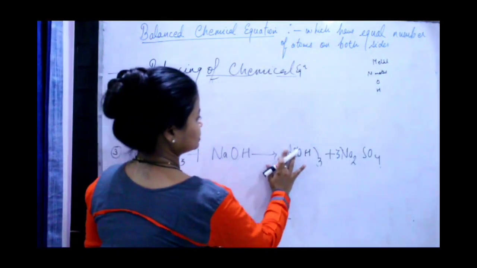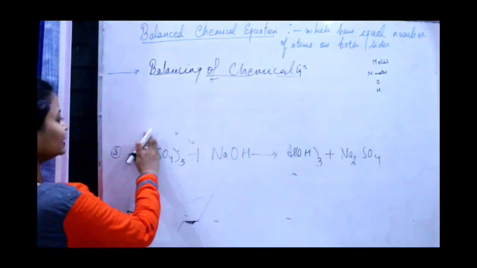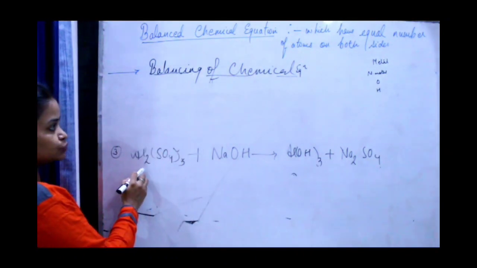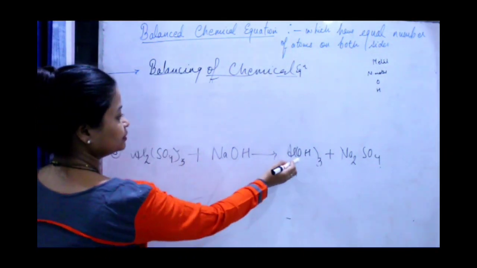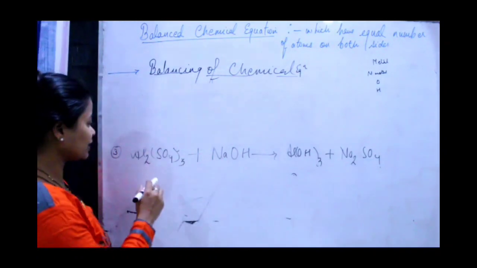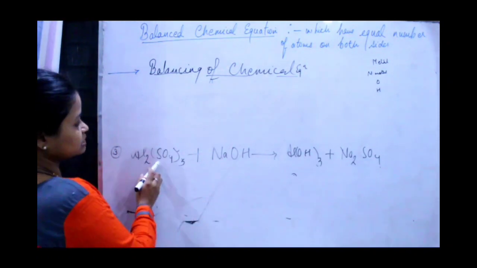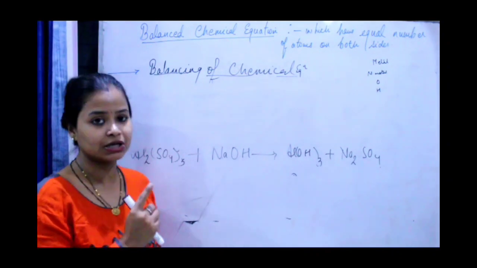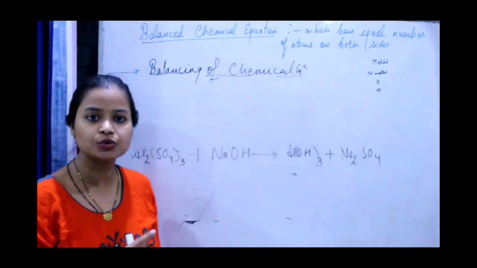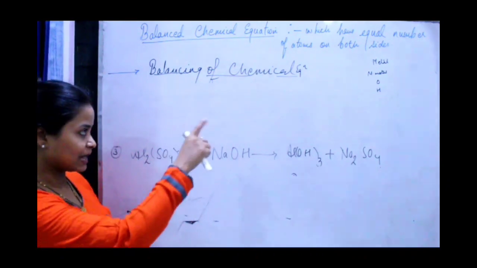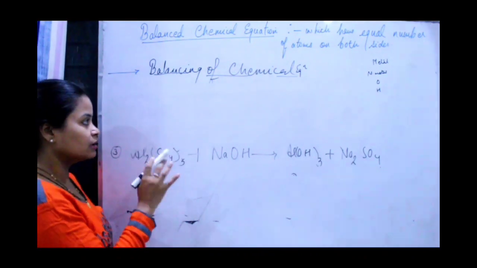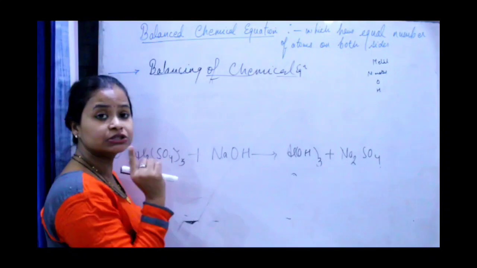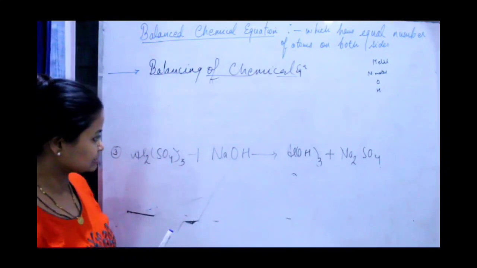Let me remove the balancing also. 2 metals are there. Al2, Al and sodium. Both are metals. Fine. And non-metal, sulfur. Means in spite of oxygen and hydrogen. Oxygen and hydrogen are also non-metals, but we will balance them separately. Okay. So instead of oxygen and hydrogen, which is the non-metal here? Sulfur. So let us start balancing.